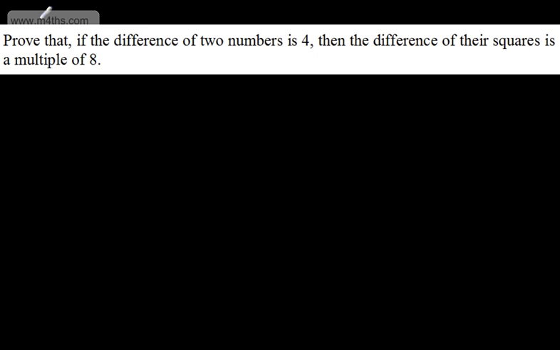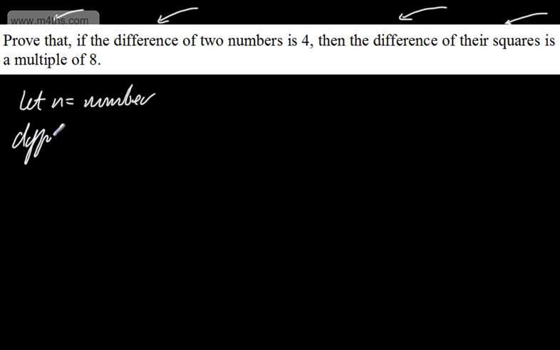Okay, we're asked to prove that if the difference of two numbers is 4, then the difference of their squares is a multiple of 8. So we've got the difference, we've got the squares, and we have a multiple of 8. So what we're going to do is the following. Let n be equal to some number. Now I have a difference of 4, so I'm going to have n minus 4, and we're going to have n. So these have a difference of 4.